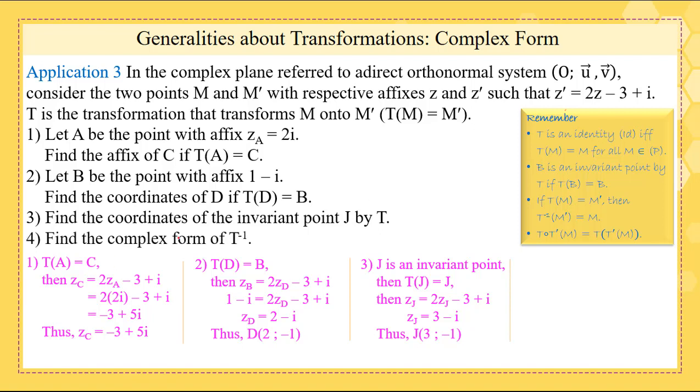Part 4, find the complex form of T minus 1. Try to answer it. In fact, if we want to find the complex form of T minus 1, you have to find Z in terms of Z prime. Then Z equals Z prime plus 3 minus I over 2. So we get half Z prime plus 3 over 2 minus 1 over 2 I, which is the complex form of T minus 1.